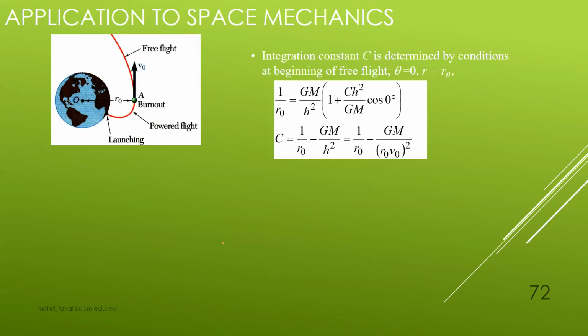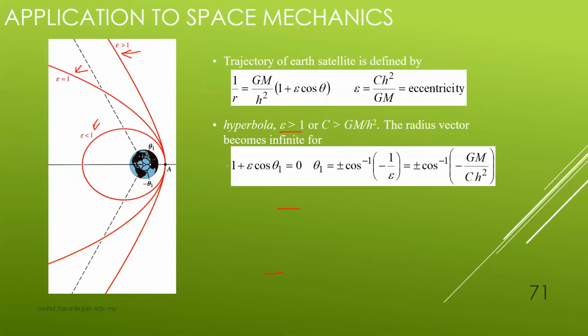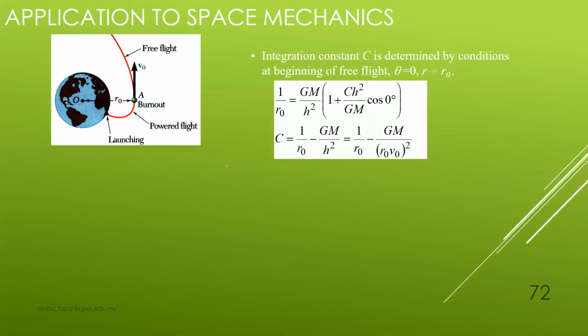The integration constant C is determined by the condition at the beginning of free flight. Launch using a rocket, suppose, up to a point where we have our powered flight, then burnout, then start the free flight. If you noticed just now, I mentioned the 30,000 kilometers per hour. What does it mean actually? It looks very high. The value is very high because that is the velocity, the relative velocity.